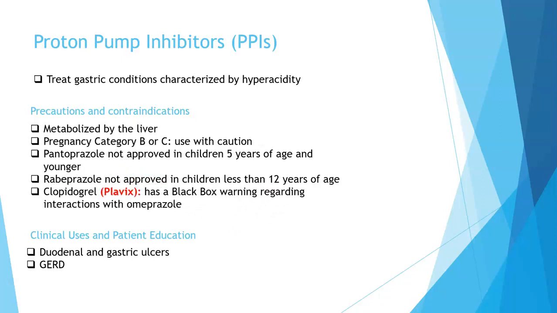Big contraindication. If they're on Plavix, there is a black box warning regarding the interactions of Plavix and omeprazole. Also, this may mask symptoms of gastric cancer. PPIs are used for duodenal and gastric ulcers and GERD. Some of the adverse drug reactions, they have a risk for nutrient deficiencies like iron, vitamin B12, and calcium. Long-term use of PPIs increases the risk of osteoporosis and hip fractures.